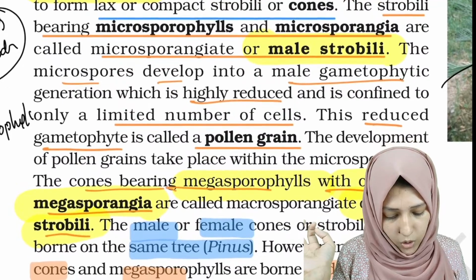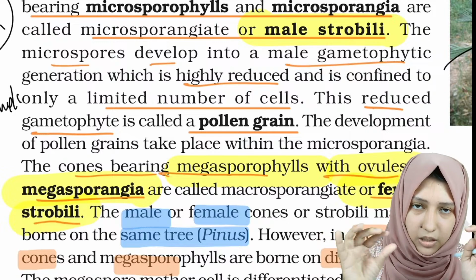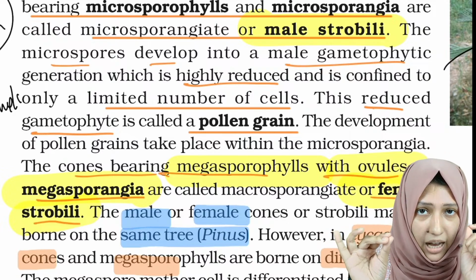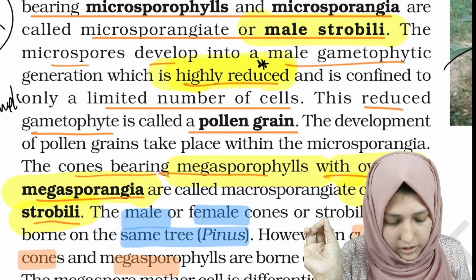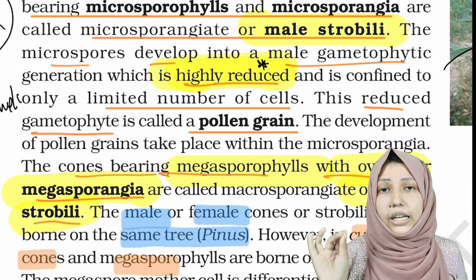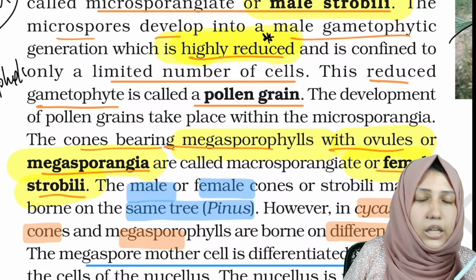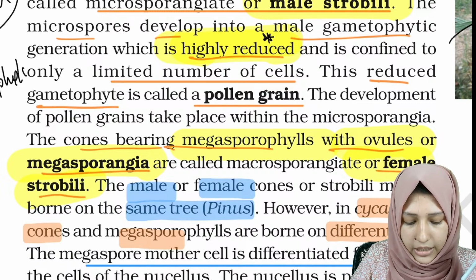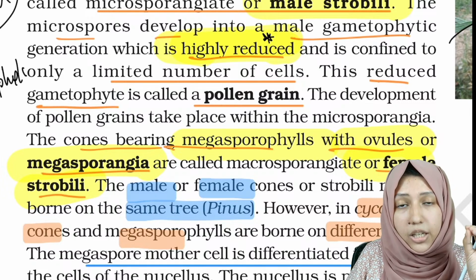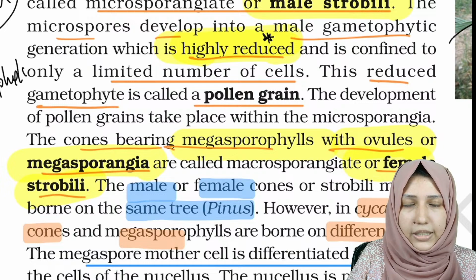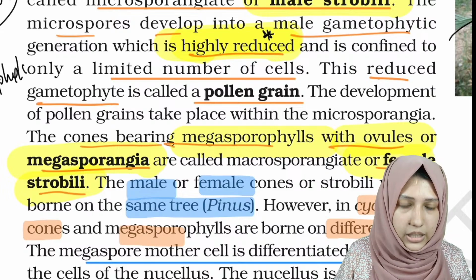Done. Now the microspore develops into the male gametophyte, as I said. The male gametophyte is a highly reduced structure. This is a point to be noted. This is a PYQ. The male gametophyte is highly reduced and confined to a limited number of cells, and this reduced gametophyte is known as the pollen grain.